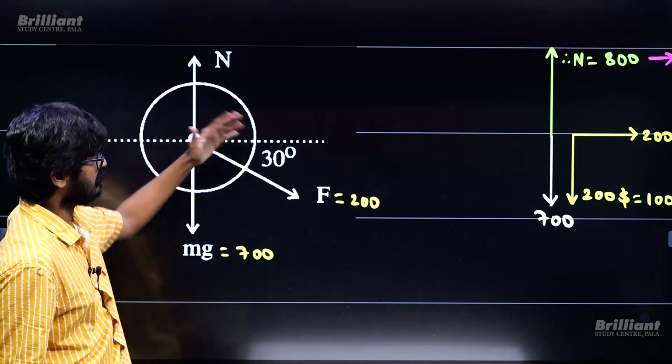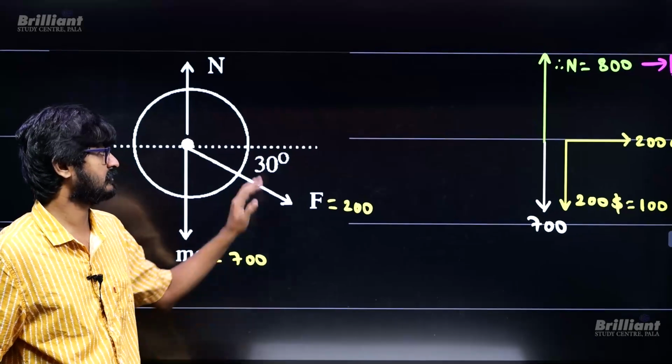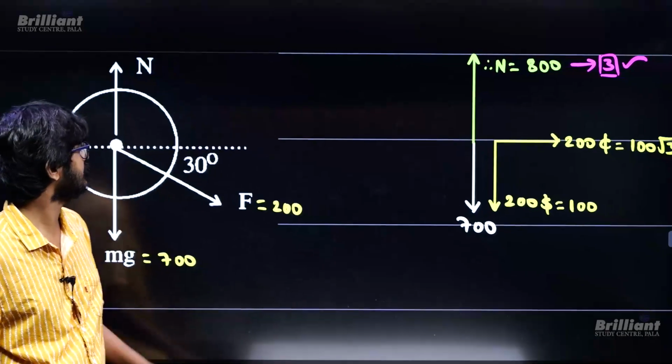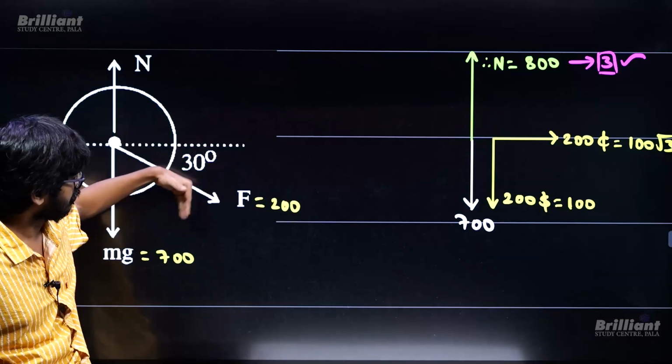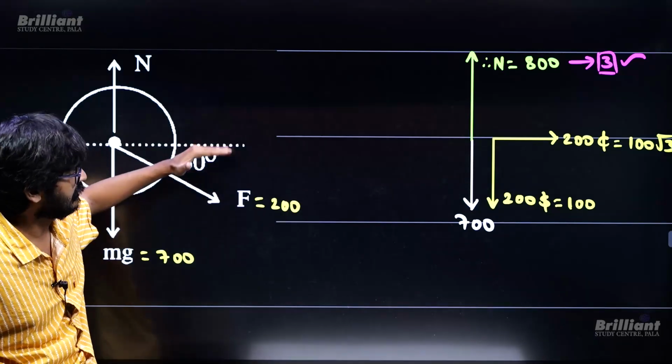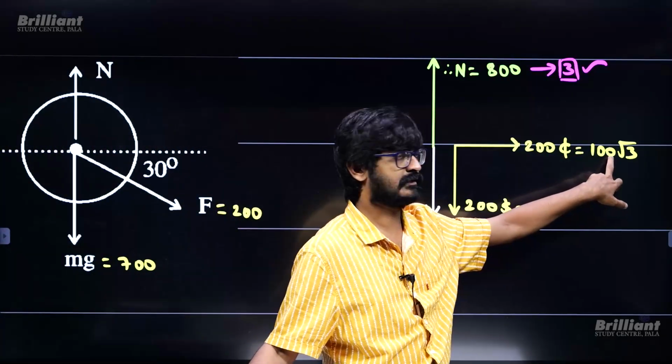Now, when something is in equilibrium, net force along any direction must be 0. So the better option is to resolve the forces along 2 mutually perpendicular directions. So the 700 is already this way. So I'll be resolving this one into horizontal and vertical. So horizontal will be 200 cos 30. Cos 30 is root 3 by 2. So you will be getting 100 root 3.